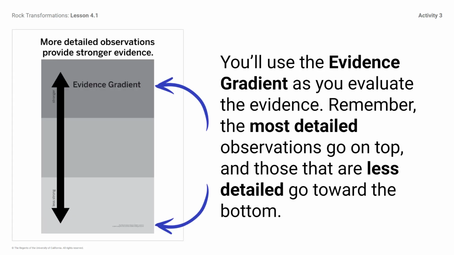You'll use the evidence gradient as you evaluate the evidence. Remember, the most detailed observations go on top, and those that are less detailed go toward the bottom. Remember, we used the evidence gradient in an earlier lesson to evaluate a different set of evidence cards.